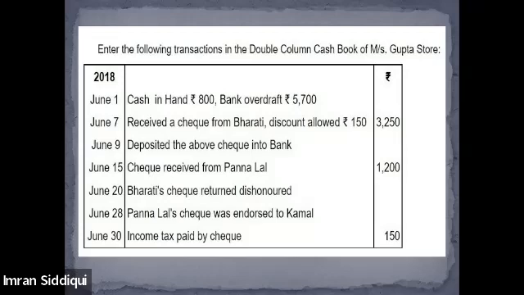Then on the 15th of June, a check was received from Panna Lal for 1200. And on June 20, the same check which we had received on June 7 and deposited on June 9 was later returned dishonored. That means the check has been dishonored. I just told you the treatment for the same. And then on June 8, Panna Lal's check was endorsed to Kamal. On June 13, income tax was paid by check.